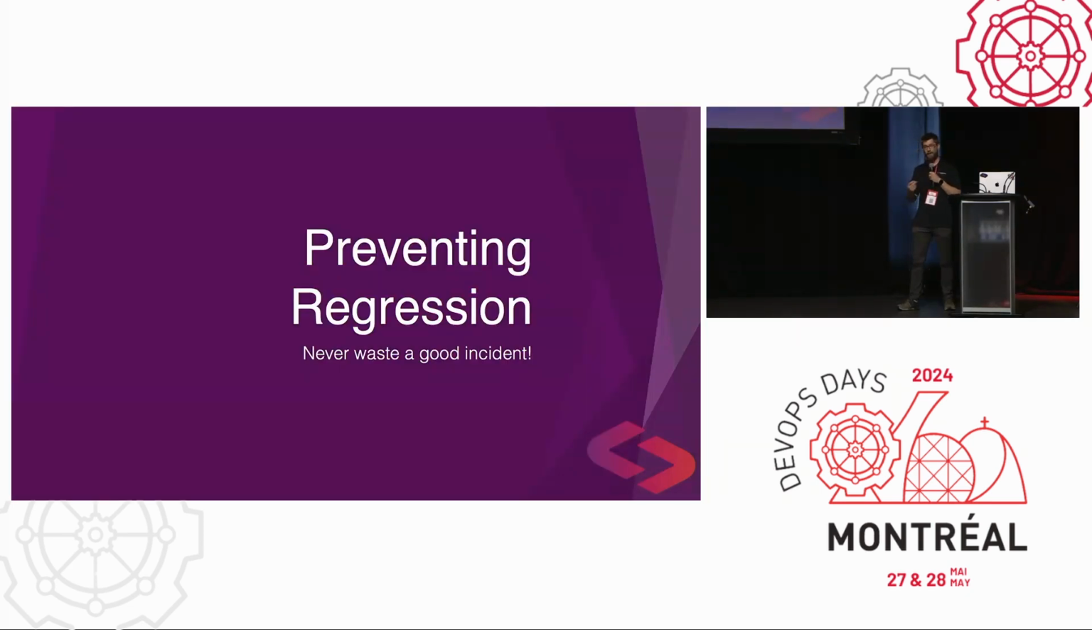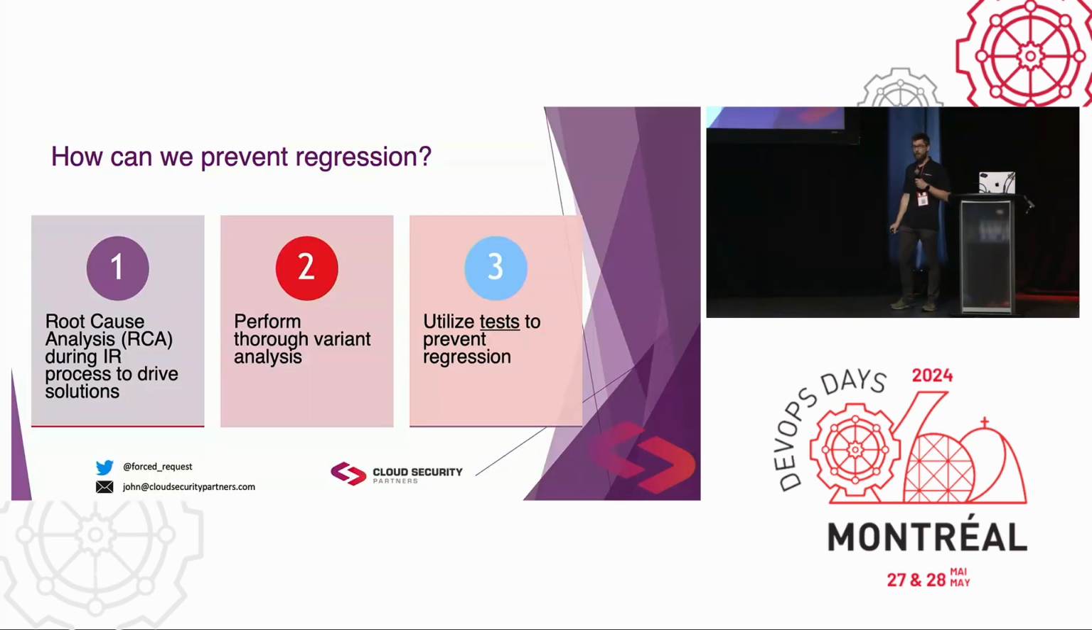So audit logging is useful when there's incidents or investigations. Now, the other thing that happens with an investigation, we want to make sure it doesn't happen again, right? So preventing regression, never wasting a good incident. So how can we prevent regression? When I say regression, what I mean is we want to make sure the same problem doesn't happen again.